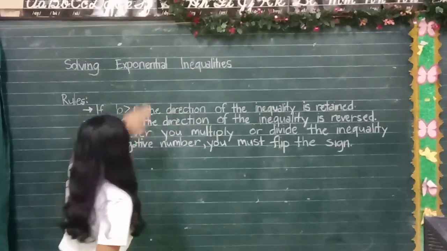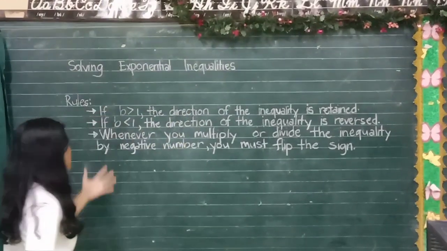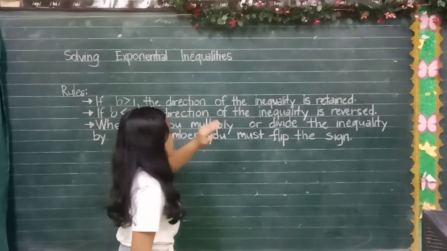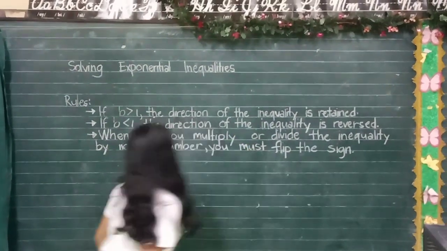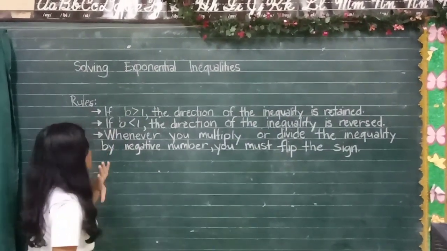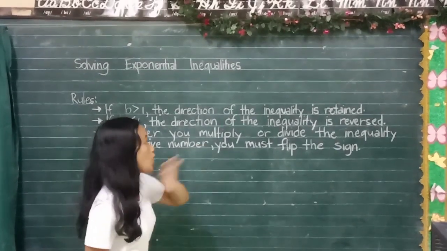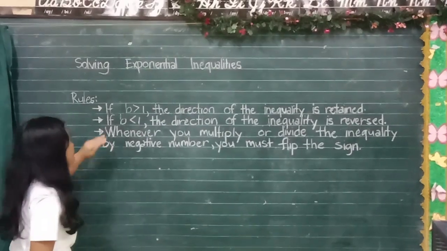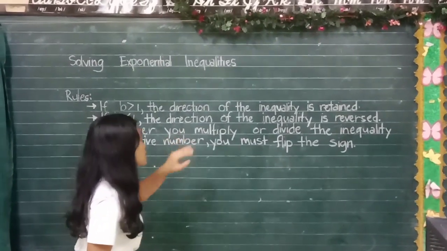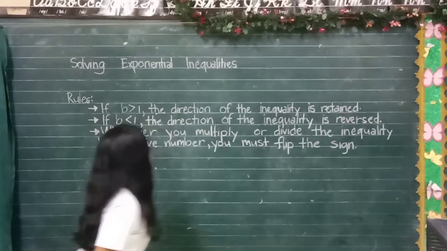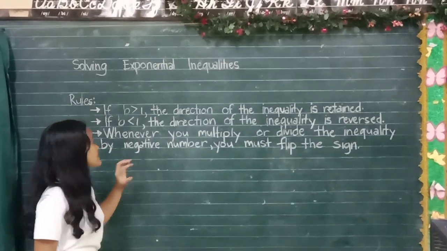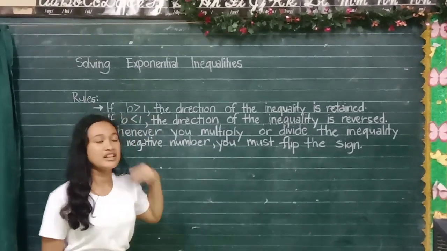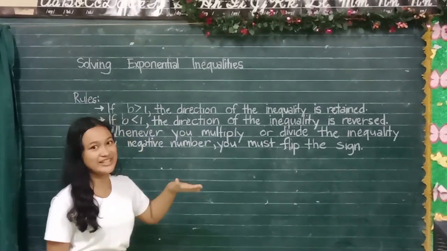In solving exponential inequalities, we have these rules. If b is greater than 1, the direction of the inequality is retained. So, if our base is greater than 1, we use the same sign. Next, if b is less than 1, the direction of the inequality is reversed. So, if our b is less than 1, the sign is reversed. For example, if it is less than, it becomes greater than.